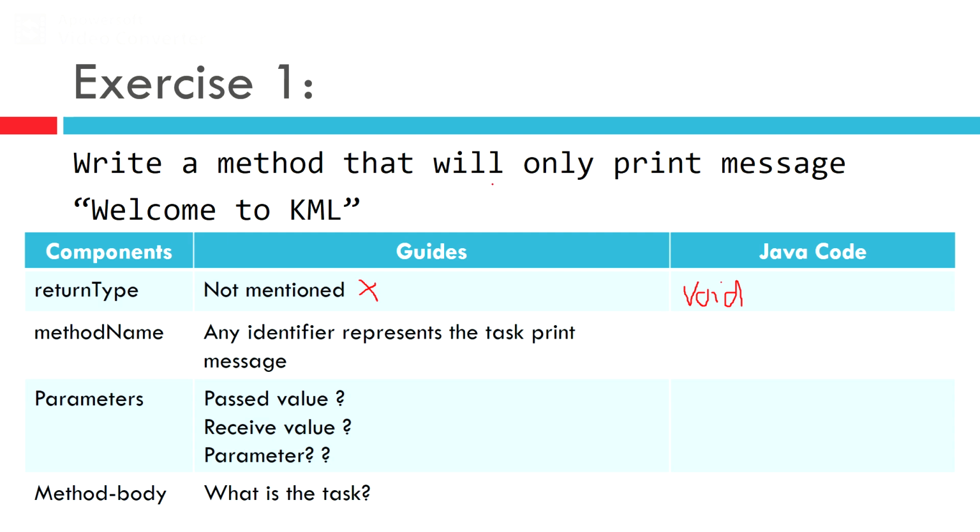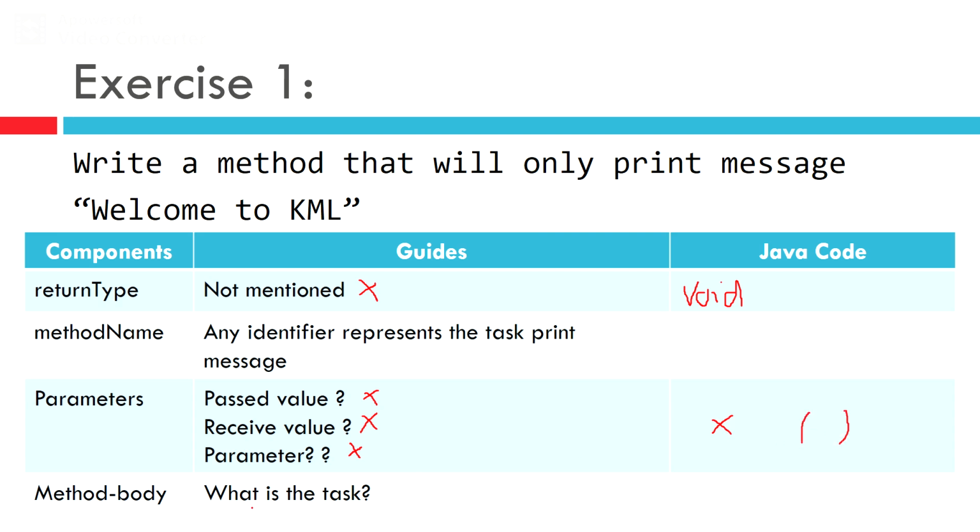Ada tak dia sebut ada pass value, ada receive value, ada pass argument, receive argument, ada tak mention parameter. Ketiga-tiga ni tiada disebutkan sama ada clear atau tidak dalam soalan tersebut. So, bila tidak ada pass value, tiada receive value, tiada parameter, maksudnya ini adalah no parameters. Okay, tiada parameter. So, bracket kosong saja.